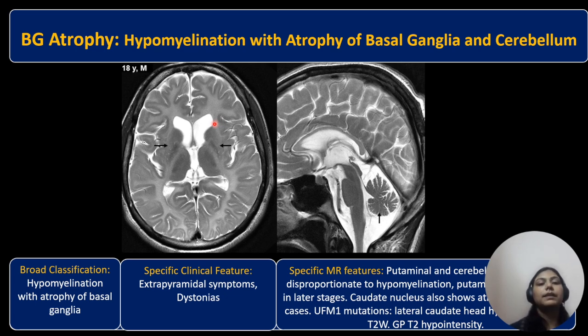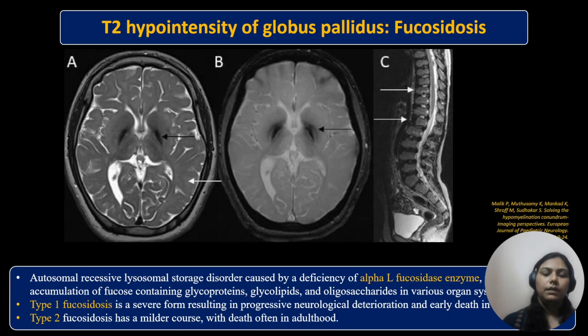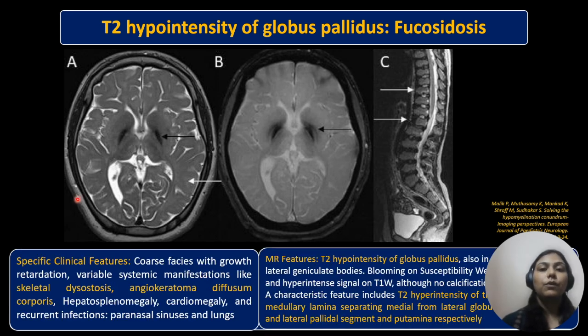And as the basal ganglia is affected, these patients have predominant extrapyramidal symptoms and dystonias in addition to the usual features of hypomyelinating leukodystrophies. Another hypomyelinating leukodystrophy with involvement of basal ganglia in the form of T2 hyperintensity of globus pallidus is fucosidosis. It is an autosomal recessive lysosomal storage disorder. Now, what differentiates it from other hypomyelinating leukodystrophies with T2 hyperintense globus pallidus is the presence of certain systemic features.